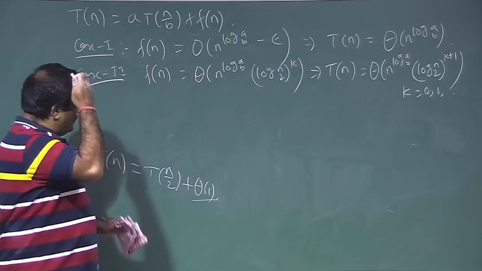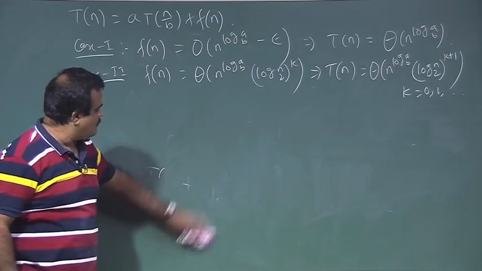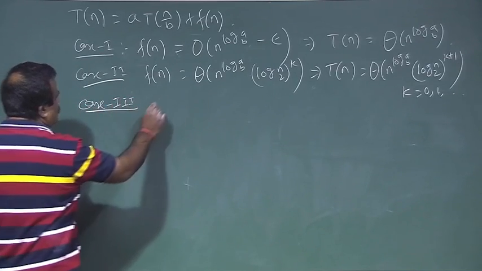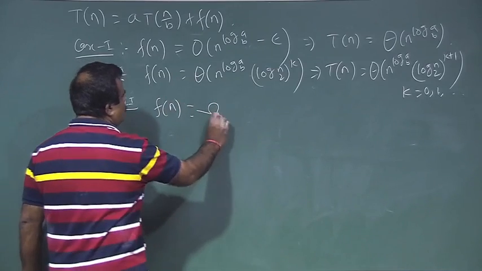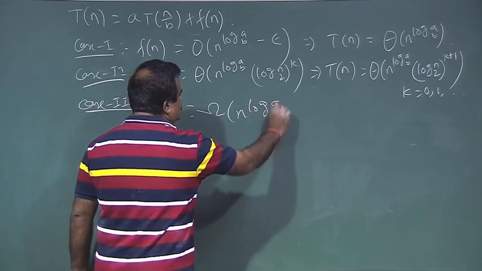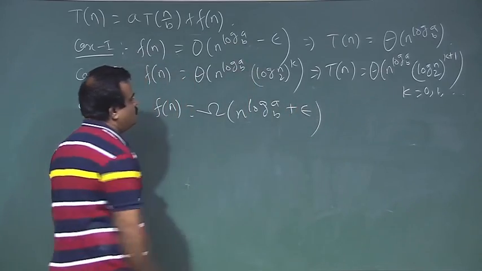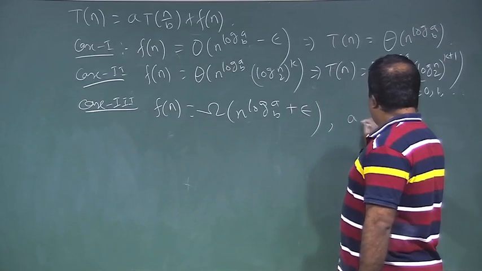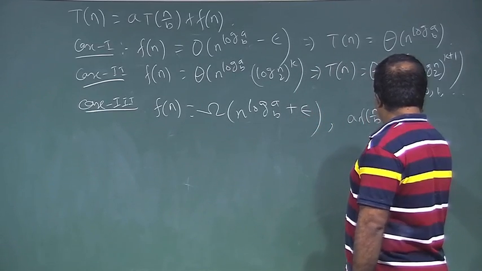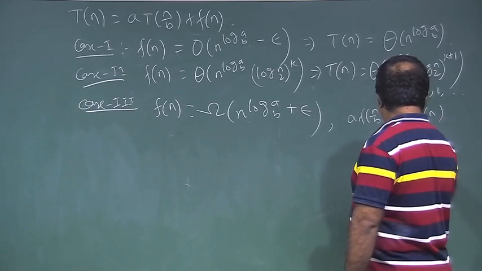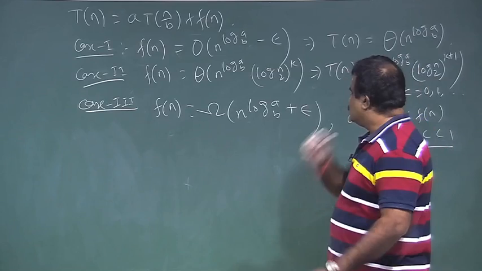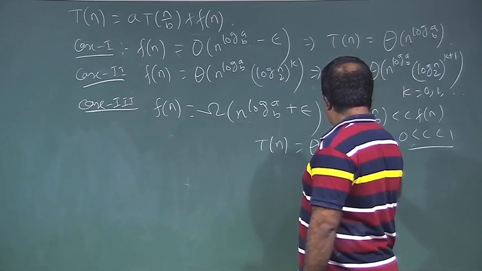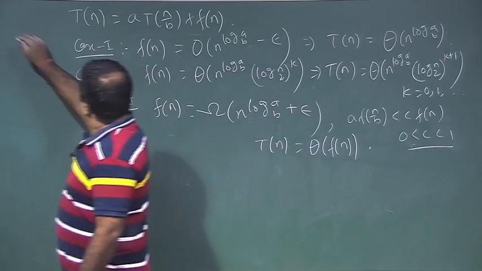And then we have a third case, case 3, where f(n) is more. So, f(n) is big omega of n to the power log a base b plus epsilon. Here epsilon is positive, and we have a regularity condition: a f(n/b) must be less than some c f(n), where c lies between 0 and 1. This is the regularity condition we have. In that case the solution is big theta of f(n). So, this is the master method.